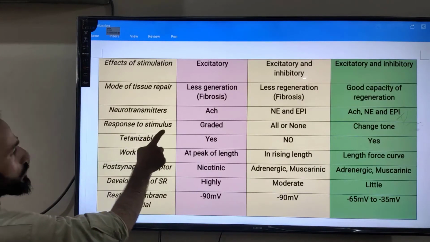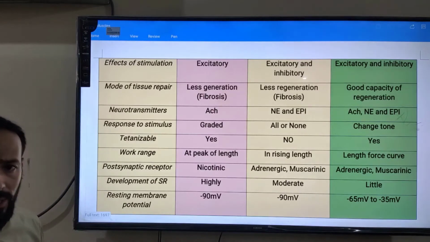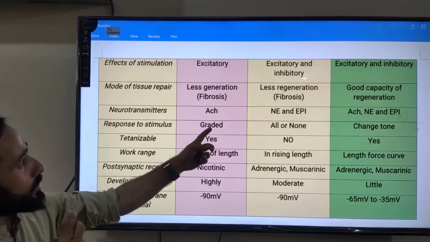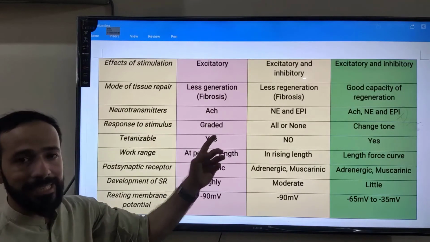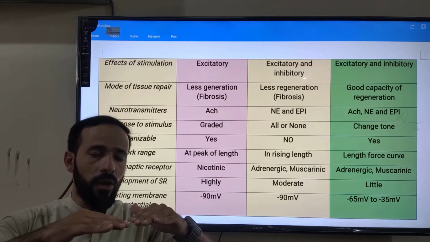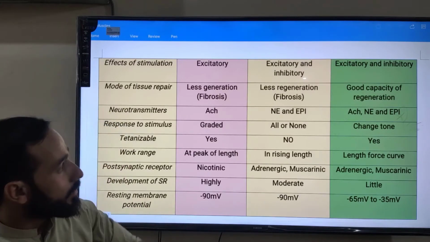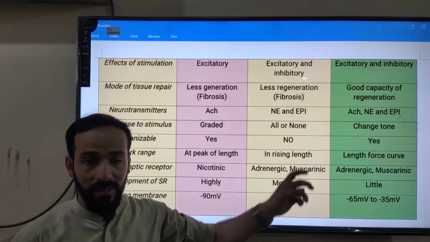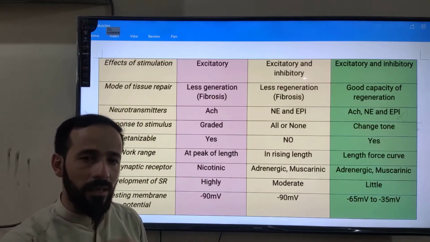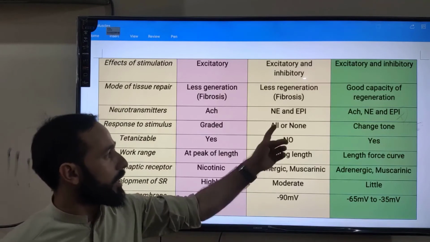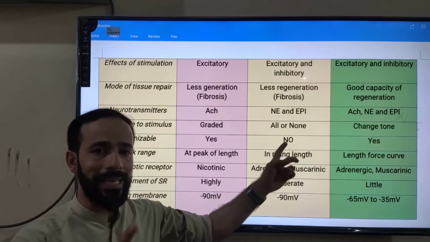What about the response to stimulus? What does it mean? If you stimulate the muscle, what will happen? Response of the skeletal muscles is graded. Graded means the potential of the skeletal muscles will gradually increase. Right? But in case of heart muscles, if you stimulate one cell, that stimulation will cause all the cells to stimulate. That's why I have written here all or none.